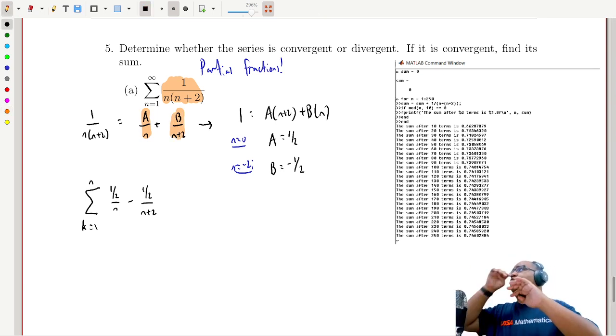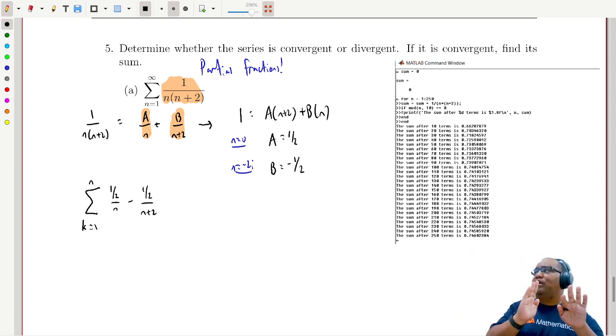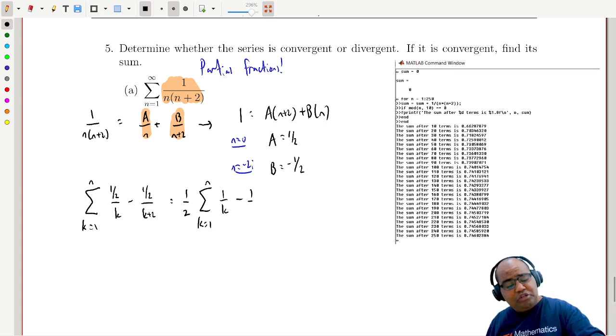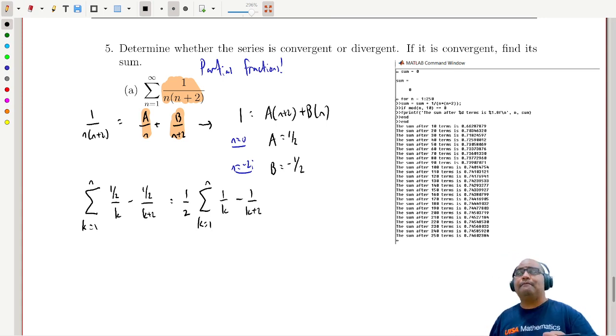Now I'm going to do something nice. I'm going to factor out a 1 half here. We have 1 half times this sum, and let me make sure that my indices are correct, from k equals 1 to n of 1 over k minus 1 over k plus 2.